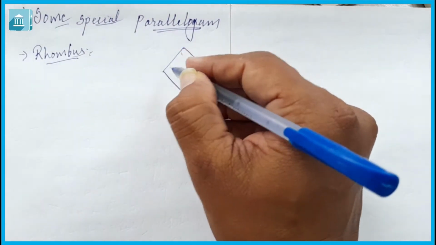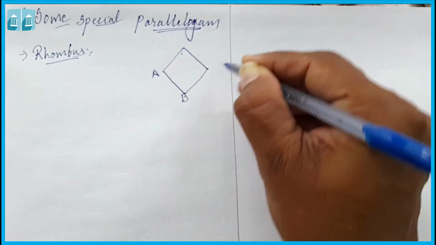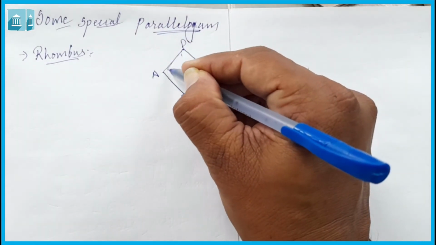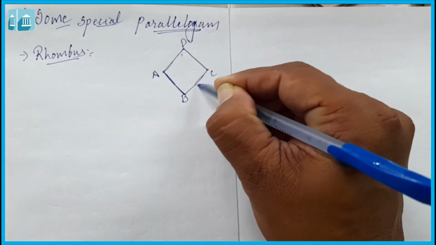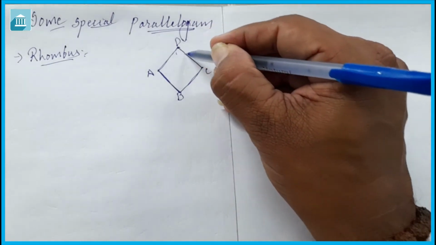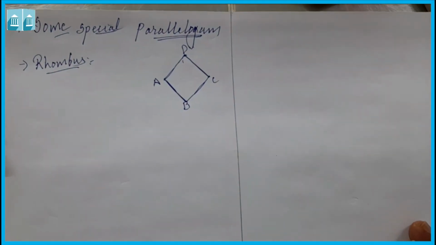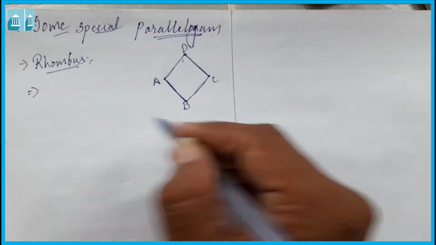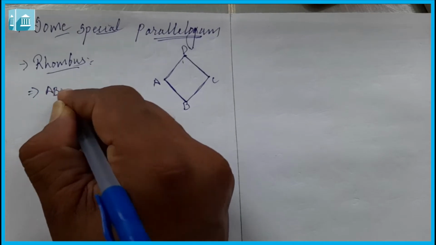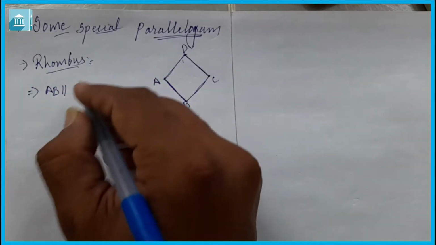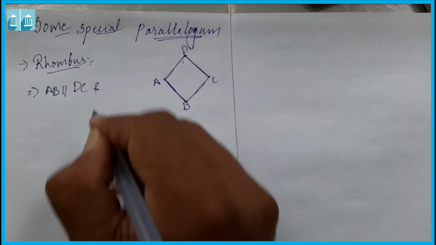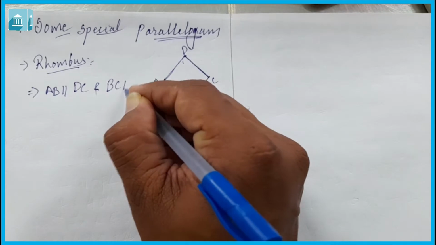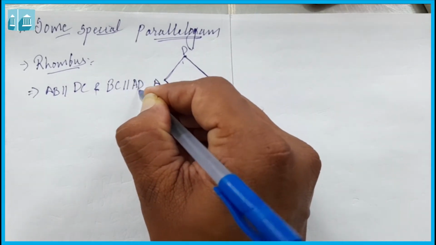Suppose this is the rhombus ABCD. It is a parallelogram, because we are discussing special parallelograms here. So if it is a parallelogram, it has all the properties of a parallelogram. That is, we can say that AB is parallel to DC and BC is parallel to AD.